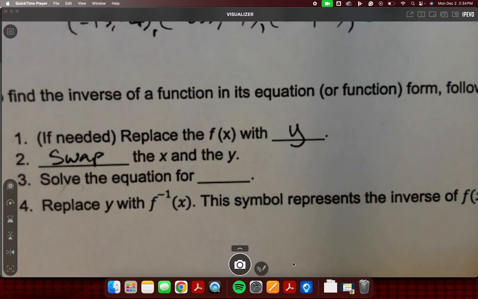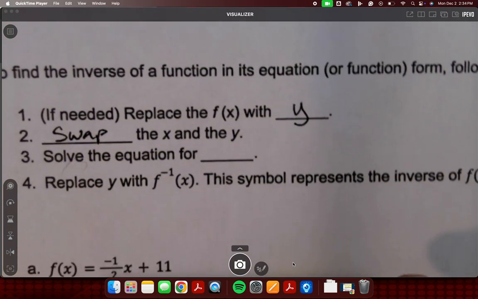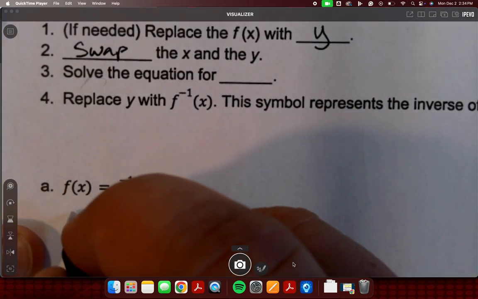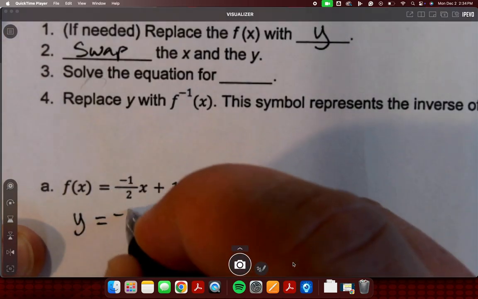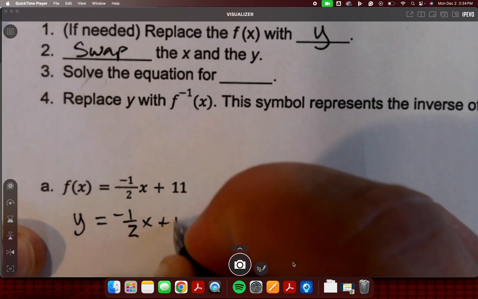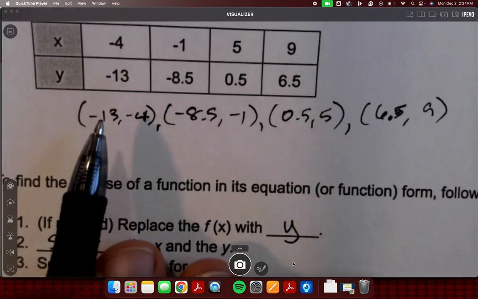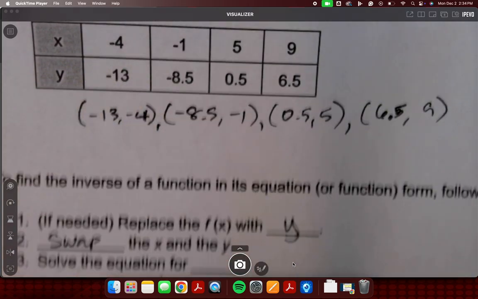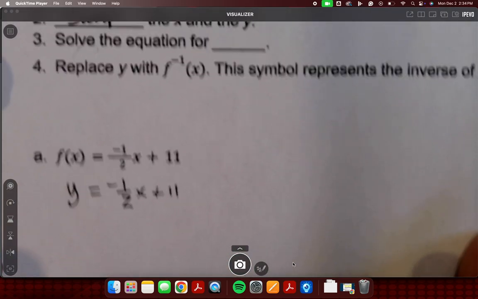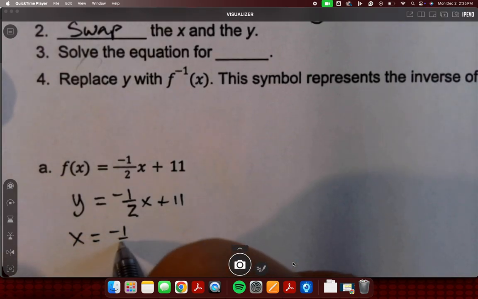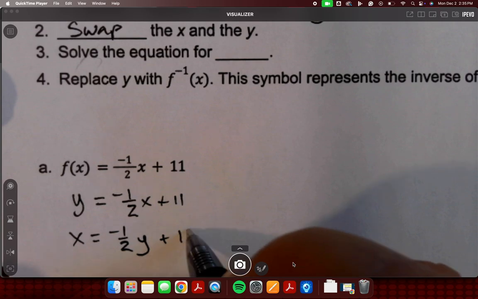So tell you what, let's go ahead and do these first two steps on this first example. So this one does say f of x, so I'm going to replace that f of x with y. Then, just like we're swapping the x and the y values in these ordered pairs, we're going to swap the x and y variables right here and make this x equals negative 1/2 y plus 11.